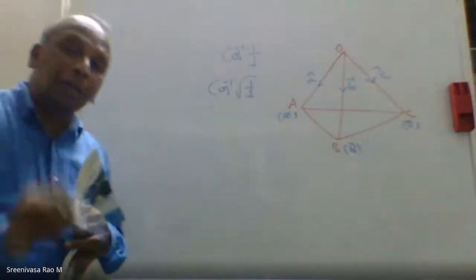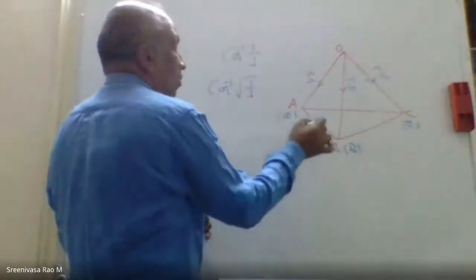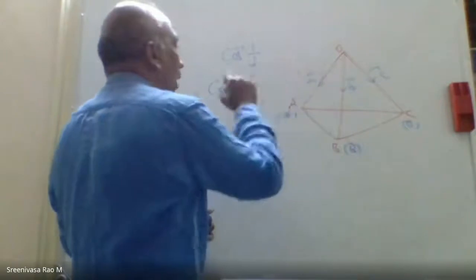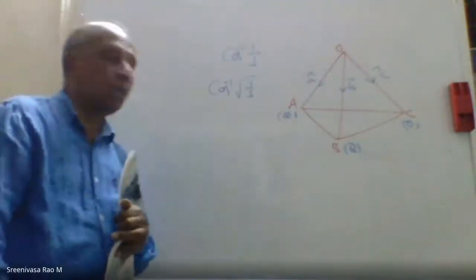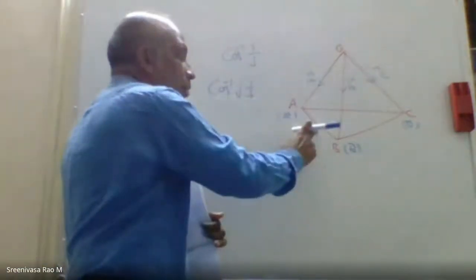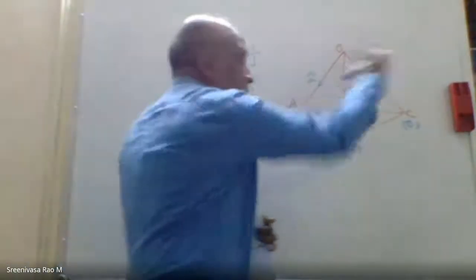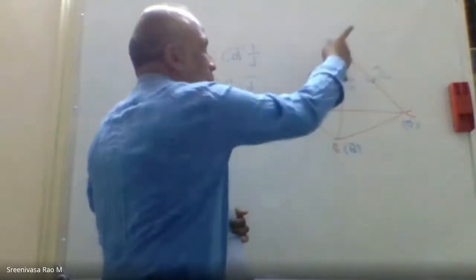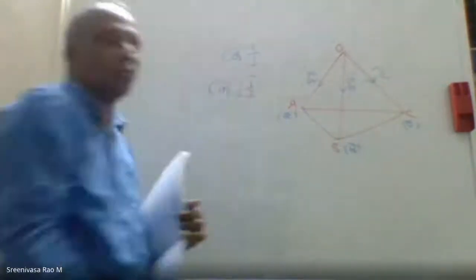In a regular tetrahedron, suppose you take one edge, and the face which is not connected with this edge. The angle between the edge and that face is cos inverse root of 1 by 3. So how to find the other face? You take any face which is not connected with this edge. The angle will be cos inverse root of 1 by 3.